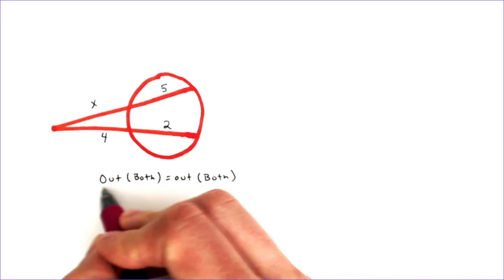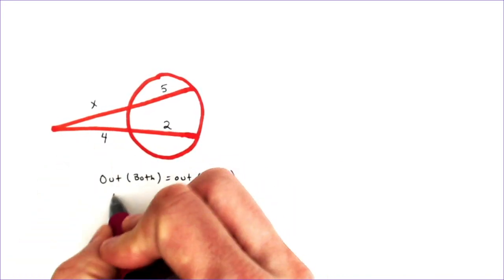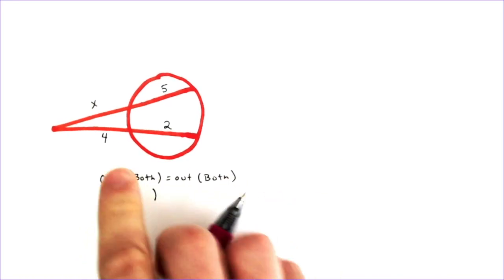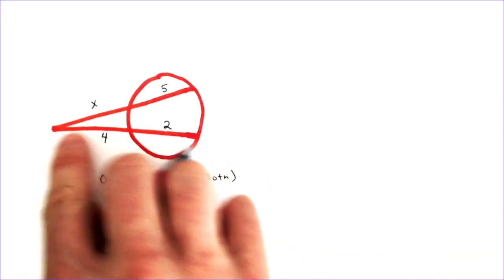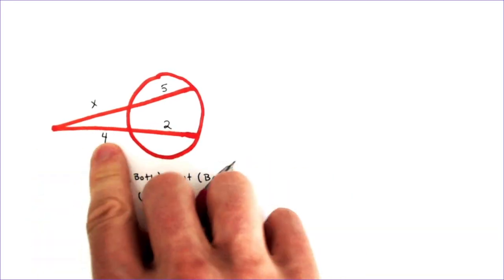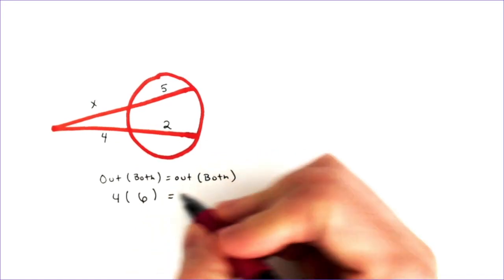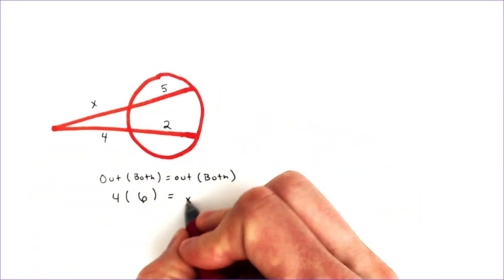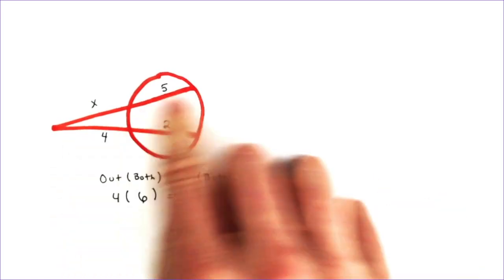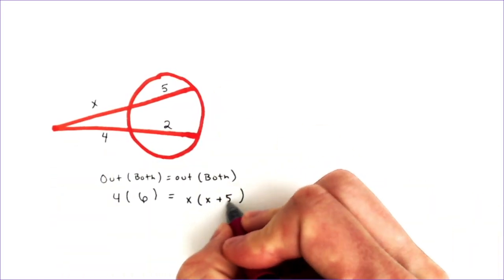So for the 4 part, we'll start with the 4. We got 4 times both, well, both 4 outside and 2 inside put together make 6. Equals the outside for the other secant, x, times both of them. Well, we can't really add x and 5 together, but we can represent that as x plus 5.